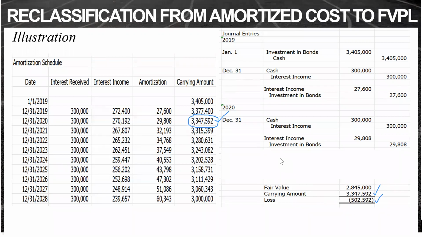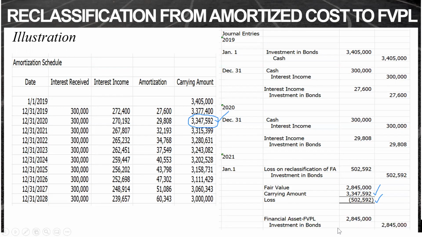So ano ba ang ating gagawin sa loss na yan? Of course, i-report natin. We have to recognize that loss, no? So this will be our entry. So on January 1, 2021, the reclassification date, what you have to do is to recognize loss on reclassification of financial asset for that amount, 502,592. And you credit investment in bonds. Okay? So as of this point, yung ating investment in bonds ay meron na lang balance na 2,845,000.